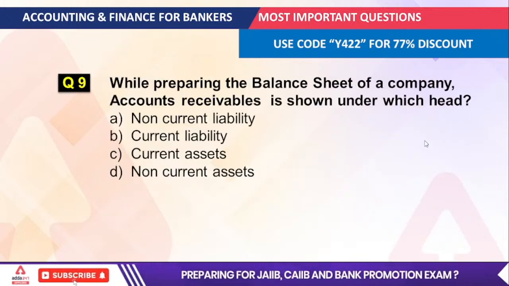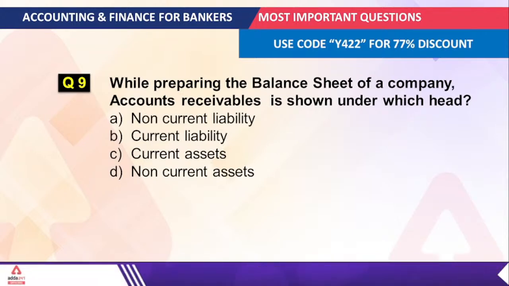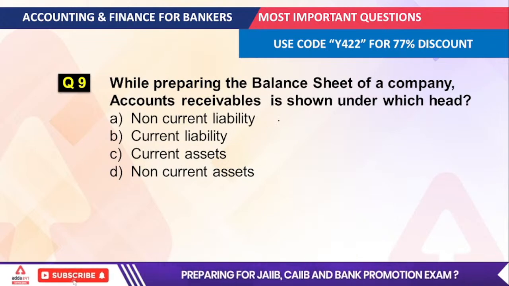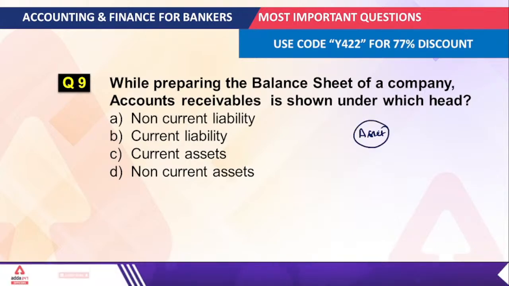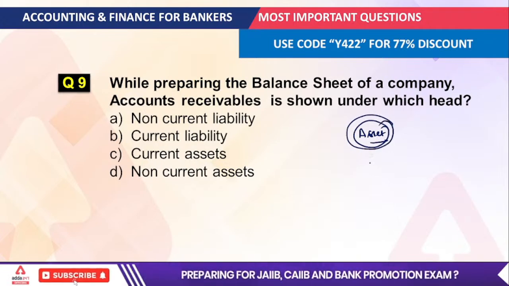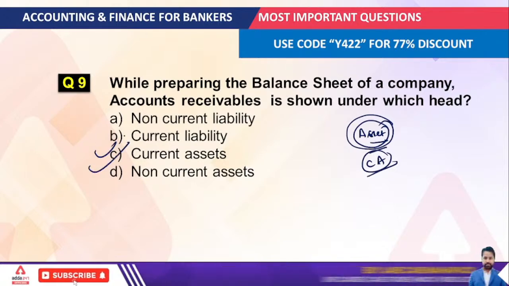Next question. While preparing the balance sheet of a company, accounts receivable is shown under which head? Whenever we talk about accounts receivable, the important thing you have to understand is that accounts receivable are considered an asset for the company, and specifically a current asset. So the correct answer of this would be the current asset.